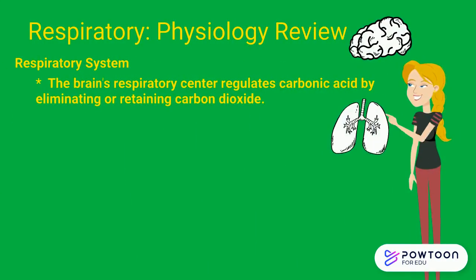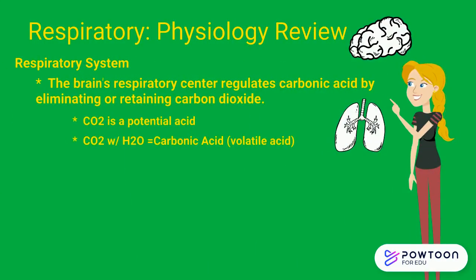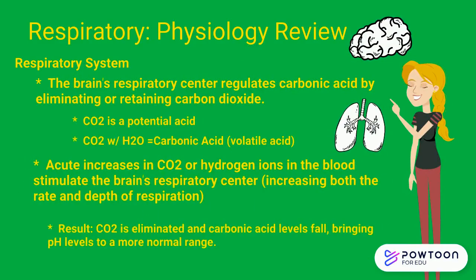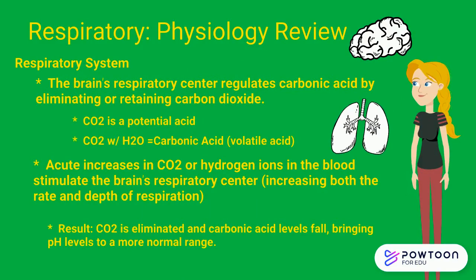The respiratory system controls pH by regulating carbonic acid. And carbonic acid is just carbon dioxide with water, and we breathe out carbon dioxide. So in effect, by slowing down or speeding up breathing, you're going to change the acidity.